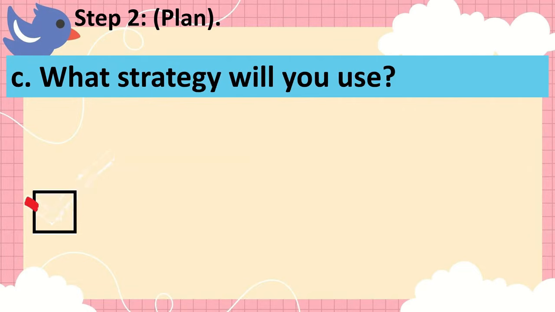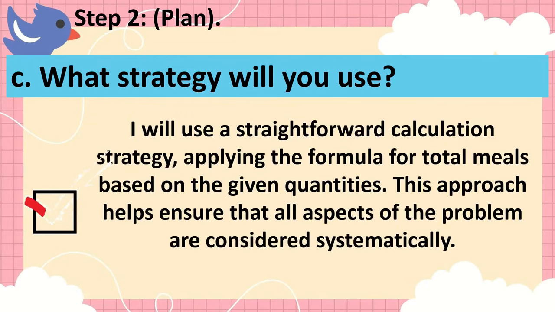Letter C. What strategy will you use? You're right. You can use a straightforward calculation strategy, applying the formula for total meals based on the given quantities. This approach helps ensure that all aspects of the problem are considered systematically.